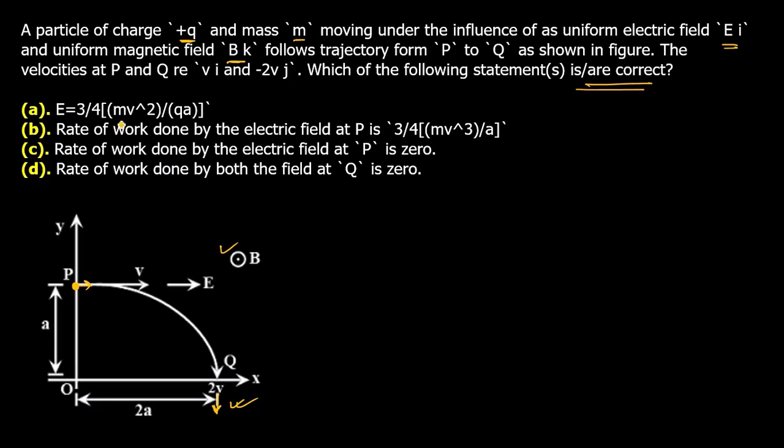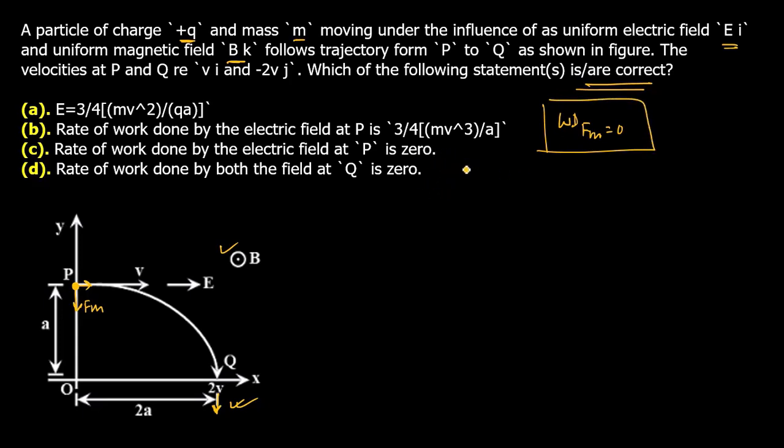First, calculate the electric field magnitude. In this situation, only the electric field does work. No work is done by the magnetic force. Why? Because the magnetic force Fm will always be perpendicular to the displacement direction. So the work done by the magnetic force is always 0, and whatever work is done is done only by the electric force.